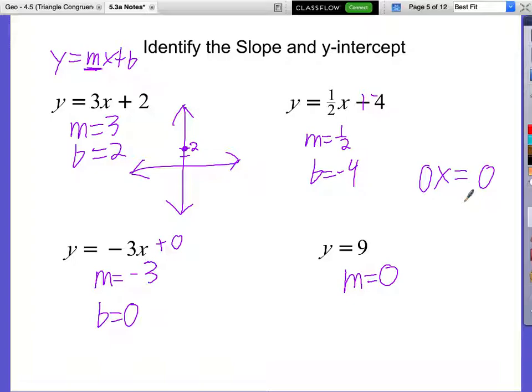There's nothing with the x, is there? Okay, and what's the constant on the side? 2 is a constant, -4 is a constant, 0 is a constant. The constant here is 9. So the y-intercept is 9.